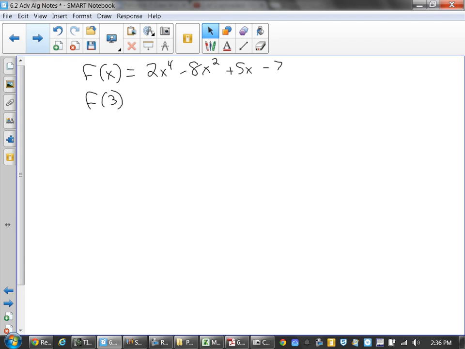Same idea. I have f of x is 2x to the fourth minus 8x squared plus 5x minus 7. And I want to know what f of 3 is. So when I go to write out my little half rectangle, my 3 comes out here, and I pluck out the coefficients. 2, then what do I put? Good. Then what? 8, then what? And then 5.